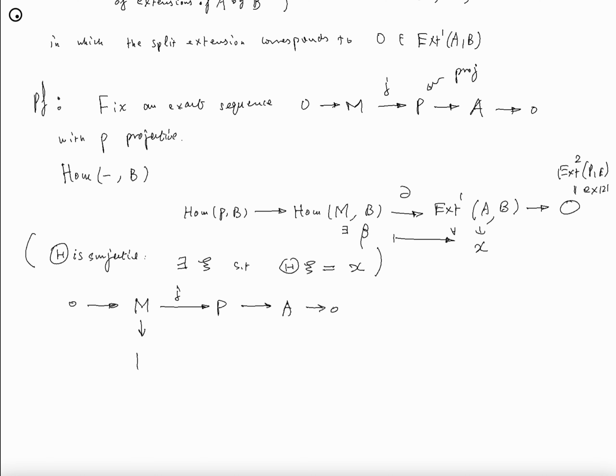So the extension I'm going to construct as follows. I'm using this beta, and then I define this extension E to be the pushout of J and beta, and then by the universal property of pushout, I define a map from B to A by 0.